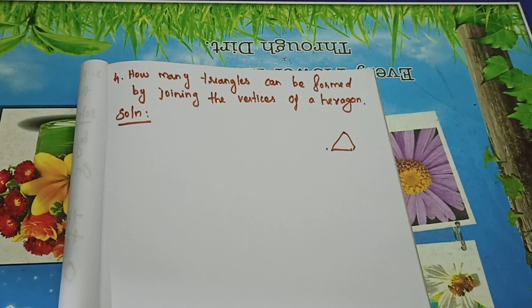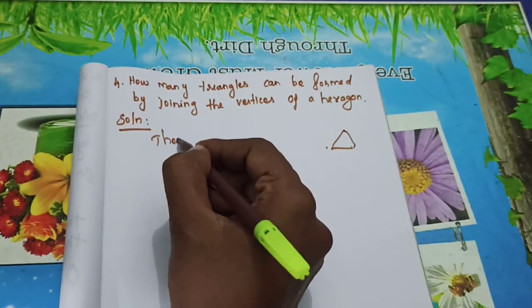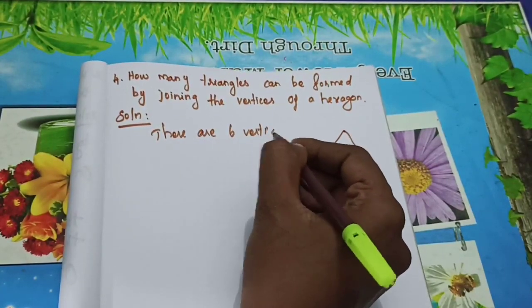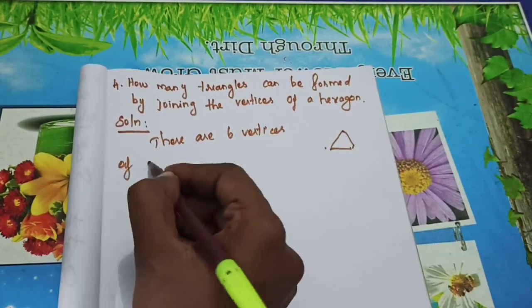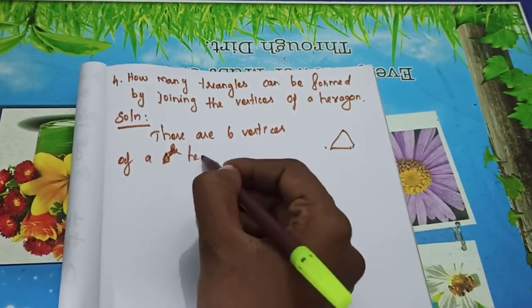So hexagon, how many vertices? I said 6. Out of how many triangles you can form? See how many vertices you need for a triangle? So 6, 3, see 3 ways. Got it? So within one line you can write the answer. So we can write here, so there are 6 vertices of a hexagon.